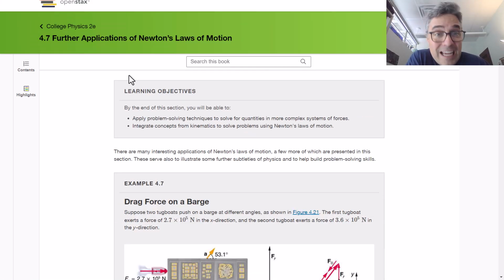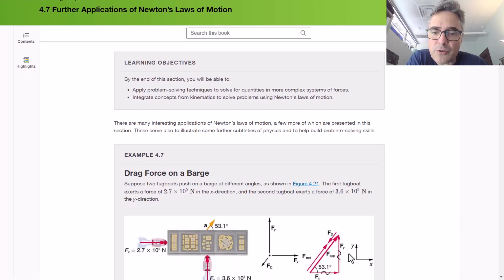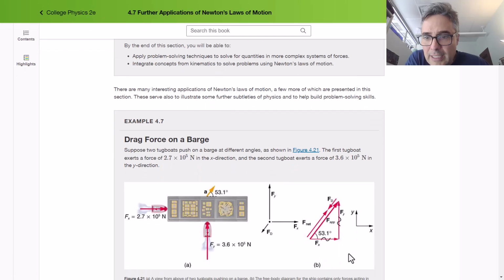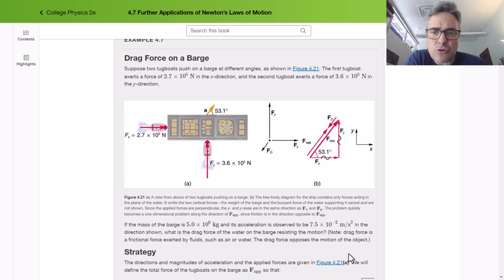4.7 is further applications of Newton's laws of motion, and 4.8 is just talking about the fundamental forces. So there's not a lot of very useful new information. It's just more like examples and little tips and tricks.